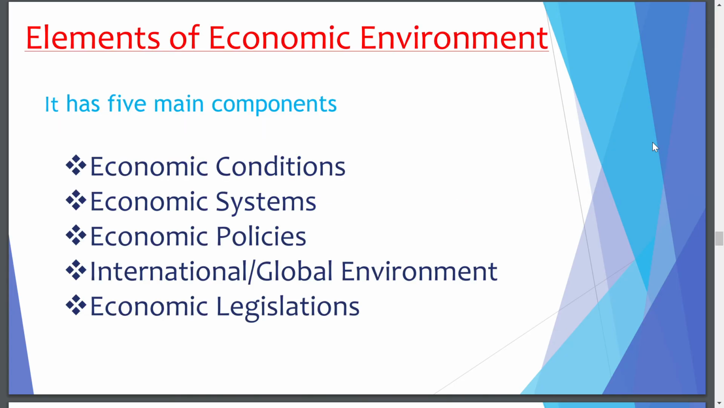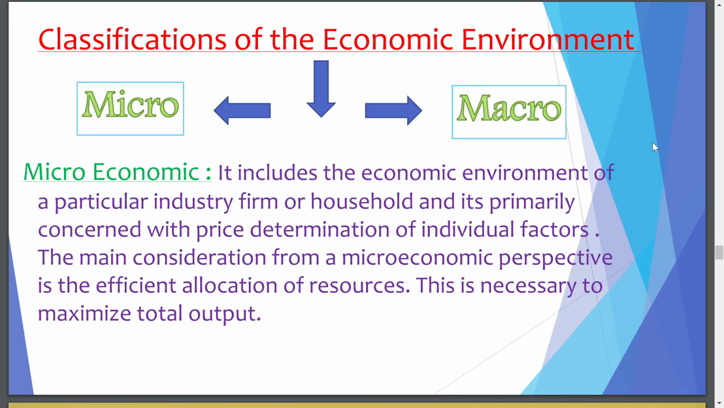Then the elements of economic environment. Basically it has five main elements: the economic conditions, economic systems, economic policies, international global environment, and the last one, economic legislation, like the laws and rules and regulations. Then the classification of economic environment. There are two types of economic environment, micro and macro.